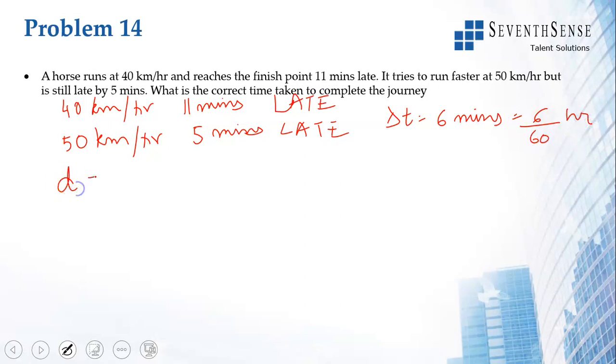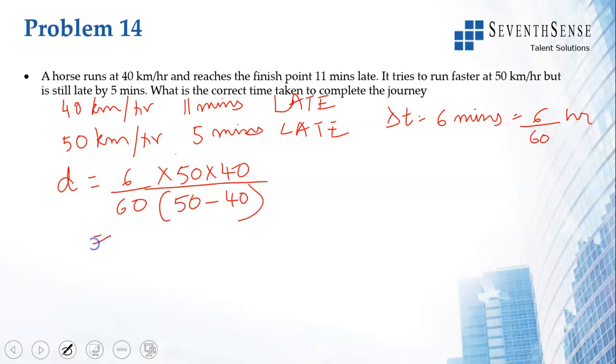So what is the distance? Distance is delta T into S1, S2, divided by S2 minus S1. So we get this as 5 into 40, which gives 20 kilometers.